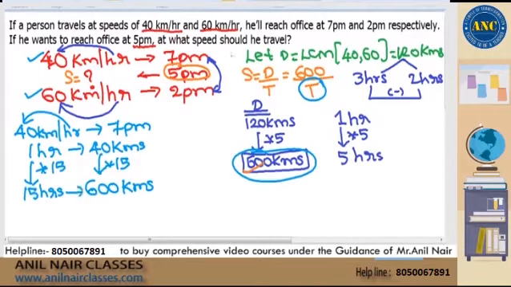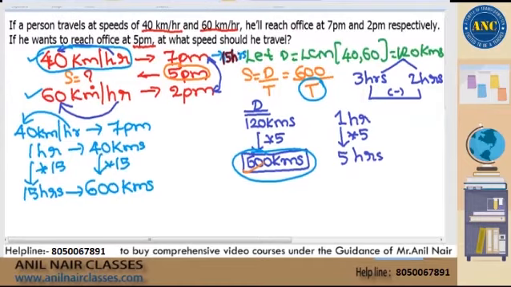15 hours. That means if I am traveling at a speed of 40 kilometers per hour, then I will take 15 hours to reach the destination. Right? I will take 15 hours to reach the destination. Now, understand it carefully, sir. I will take 15 hours to reach the destination.